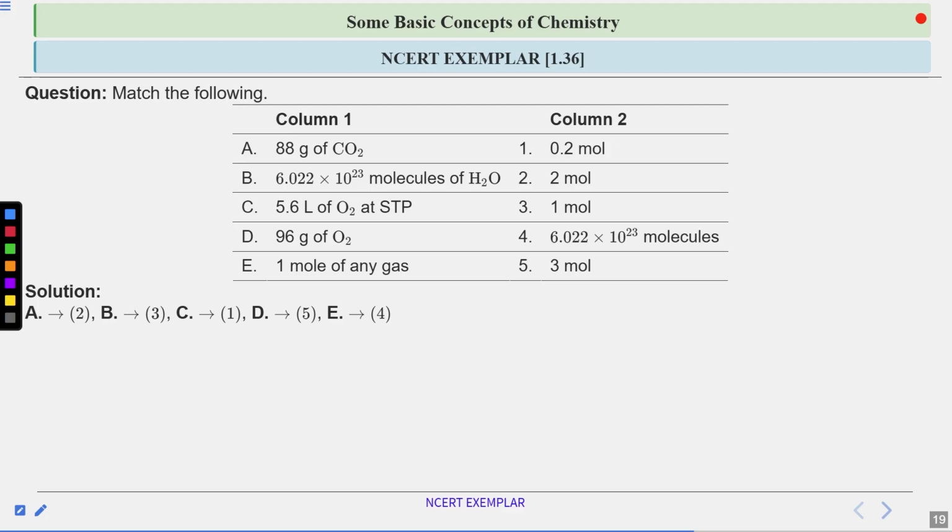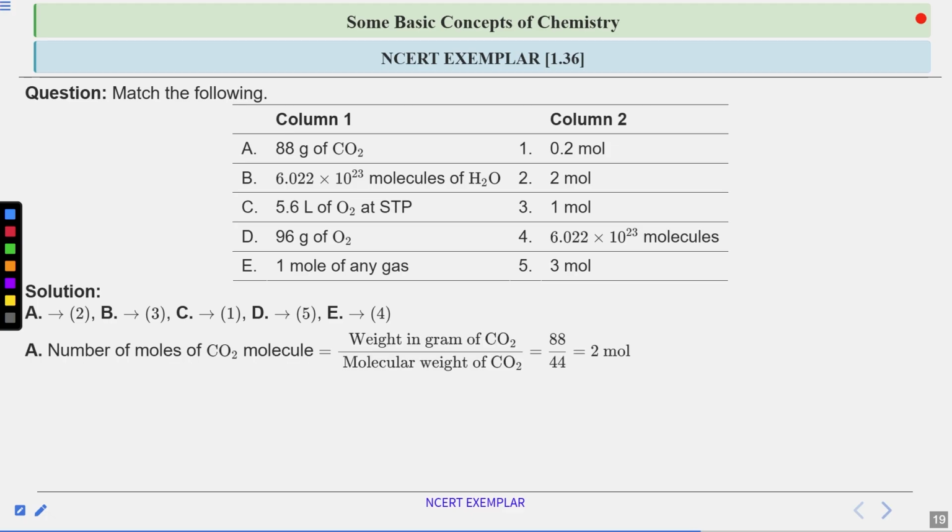Now, how do we calculate it? Let's see. We will deal with each of them one by one. First of all, the weight in gram of CO2 should be taken, divided by the molecular weight. So 88 divided by 44. In this way we can calculate the number of moles. It's very easy to do so: given weight by molar weight. That will give you 2 moles of CO2.